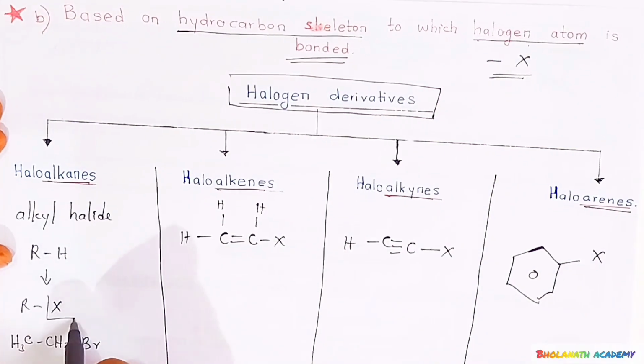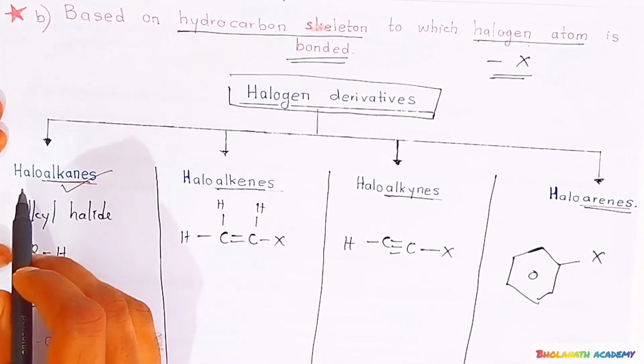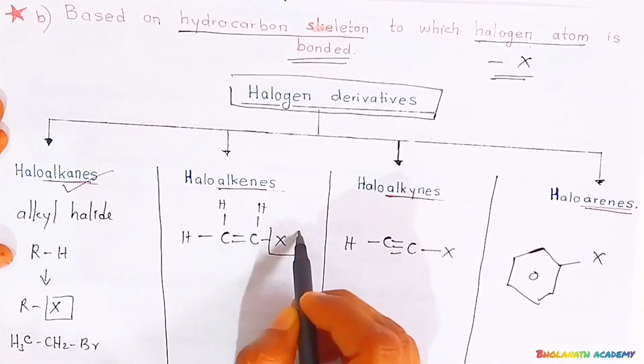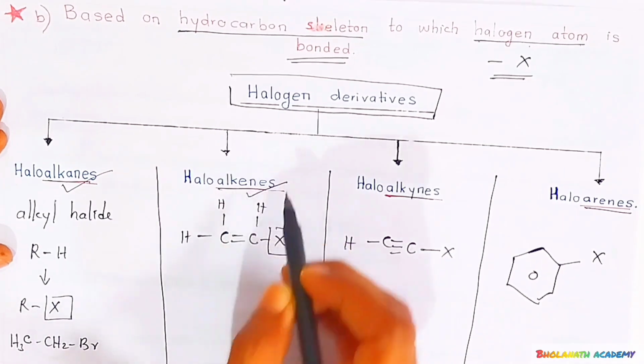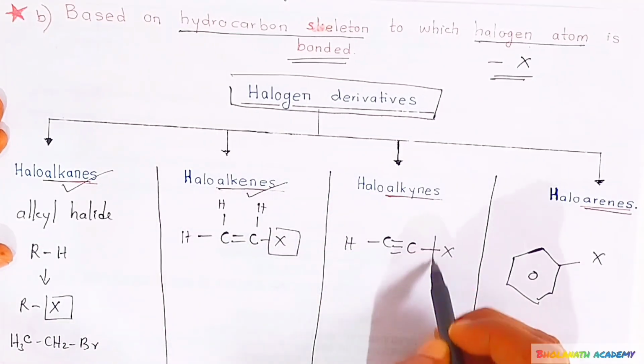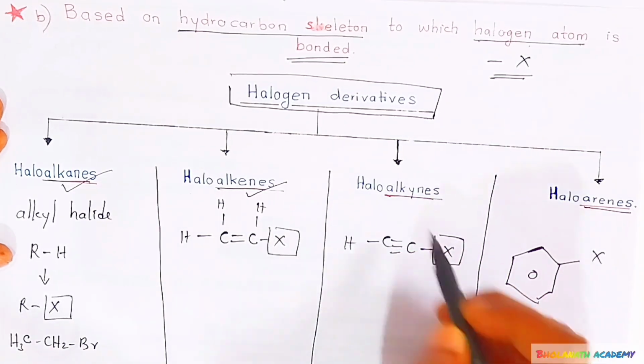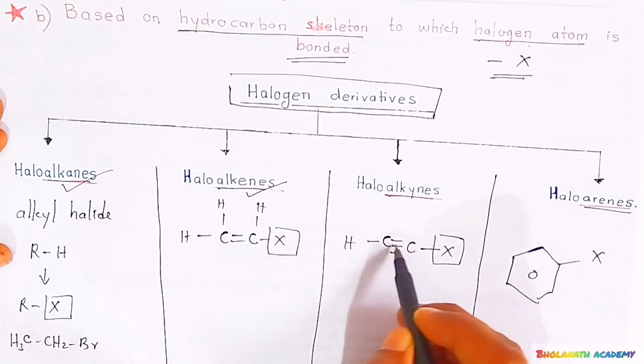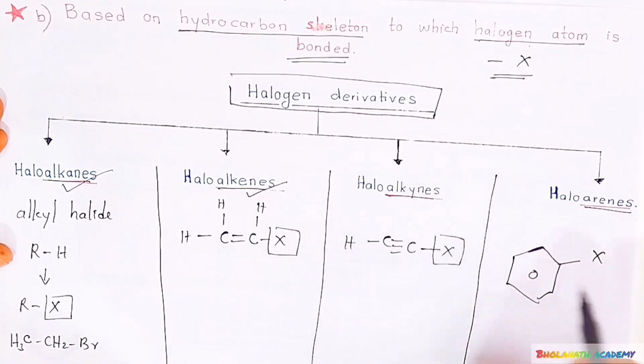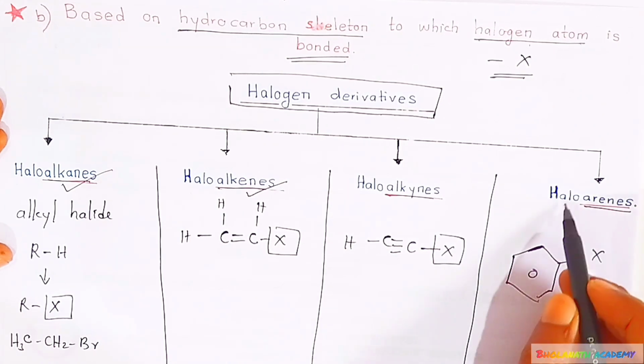If a halogen atom is attached to alkanes, we call them haloalkanes. If a halogen atom is attached to alkenes, we call them haloalkenes. If a halogen atom is attached to an alkyne, the compound obtained is called a haloalkyne. A carbon-carbon triple bond is called an alkyne. If it is attached to an aromatic ring, it is called a haloarene.